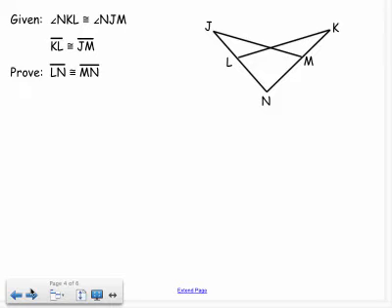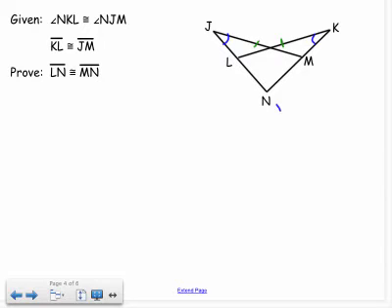So I've got angle NKL. I'm going to go mark that. Angle NKL, so that means that's up here. And then angle NJM. So NJM, that one right there. Okay, so I'm going to go mark those again here. So those two are congruent. And I've got KL is congruent to JM. So KL, which is this guy, is congruent to JM, which is this guy.